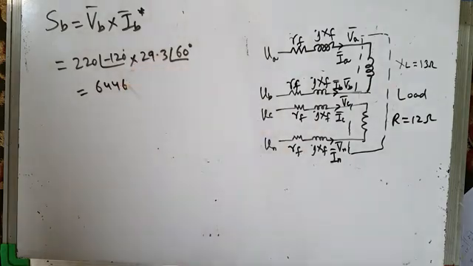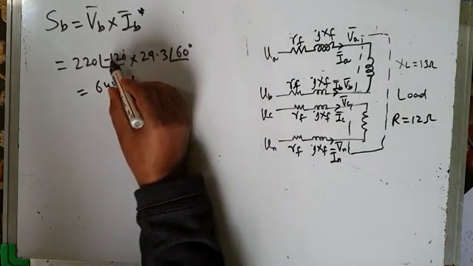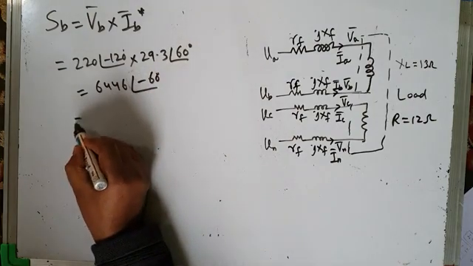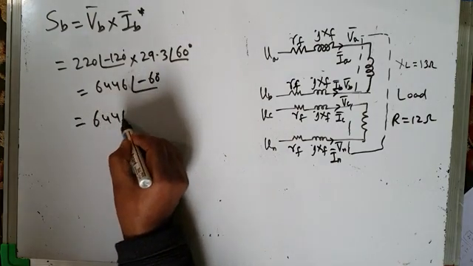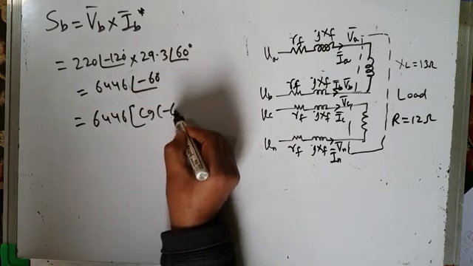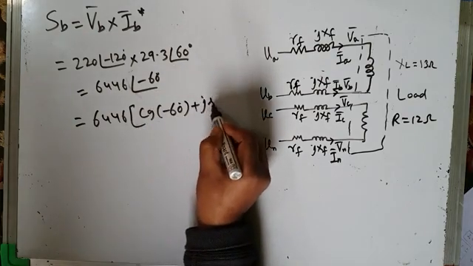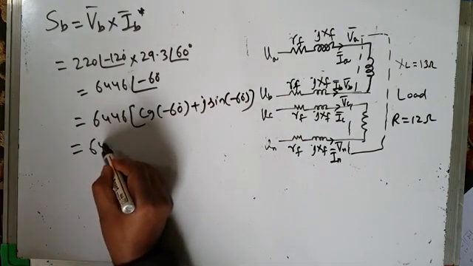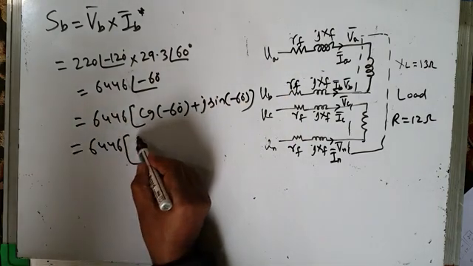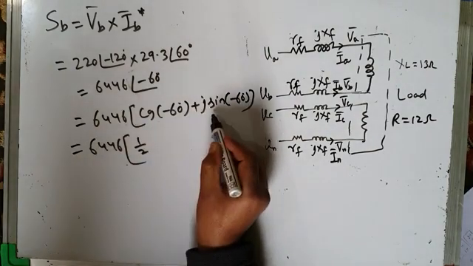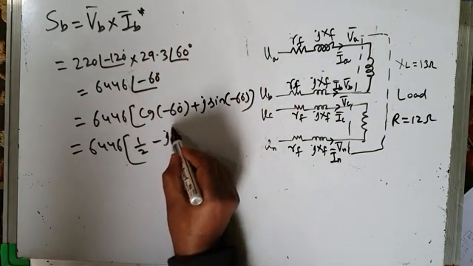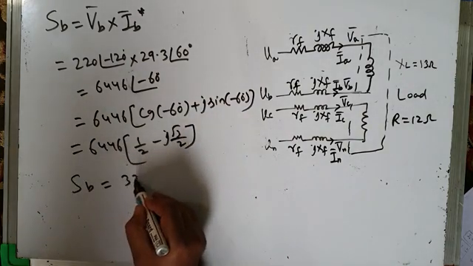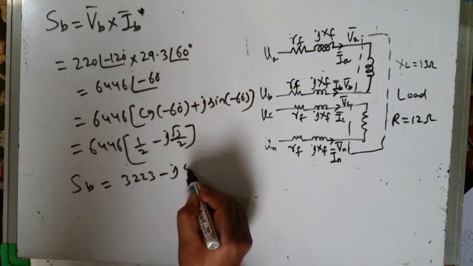At an angle of, this is 60, this is minus 120, so minus 120 plus 60 is minus 60 degrees. So that will come out to be 6446 times cos of minus 60 degrees plus j sine of minus 60 degrees. So that is equal to 6446 times cos, this is 1 by 2, sine of minus 60 degrees minus j root 3 by 2. So that will give SB equal to 3223 minus j 5369.5.